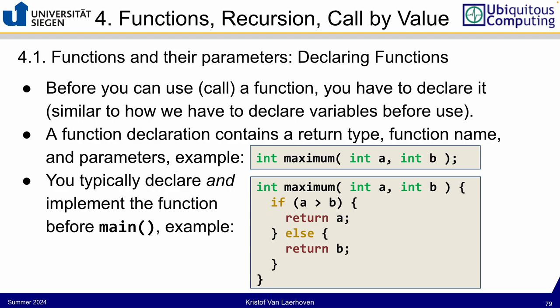And we've already seen a function, namely the main function. That is the function that an executable takes and that it jumps to immediately. And it returns an integer, which can be used then, for instance, as an error value for the operating system.